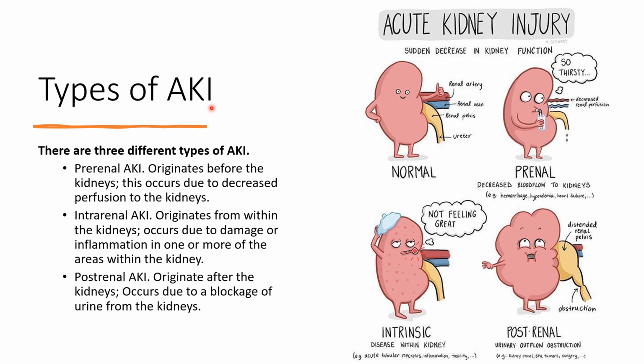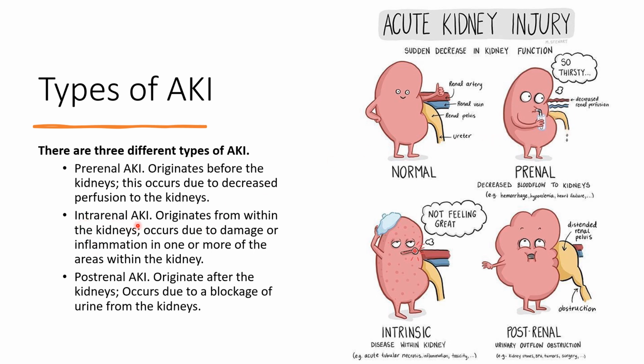Here we have the types of AKI. You can take a look at this drawing over here. So this is normal right here. So you have good blood supply, good return, and then you have good urine production. There are 3 types of AKI. So you have pre-renal AKI. That's where the cause originates before the kidneys. This occurs due to decreased perfusion to the kidneys. As you can see here, this kidney is very thirsty. He doesn't have enough blood supply going to him, and then he's not producing a whole lot of urine.